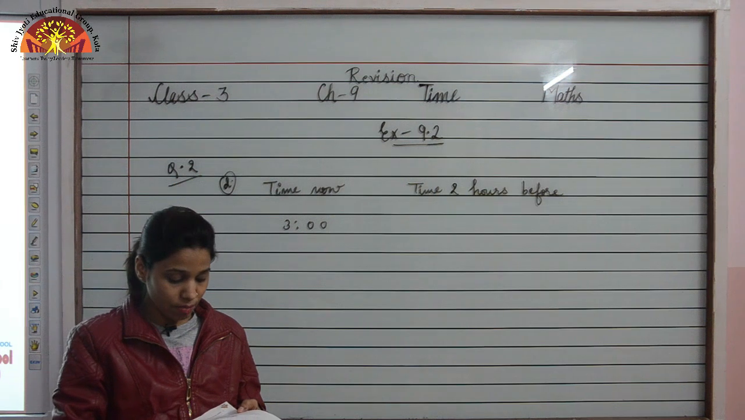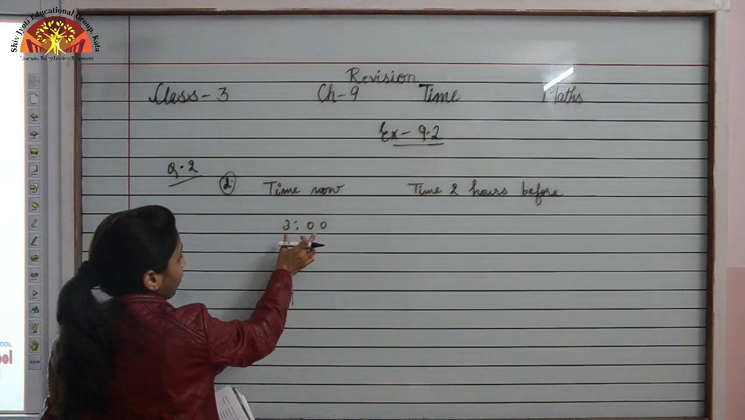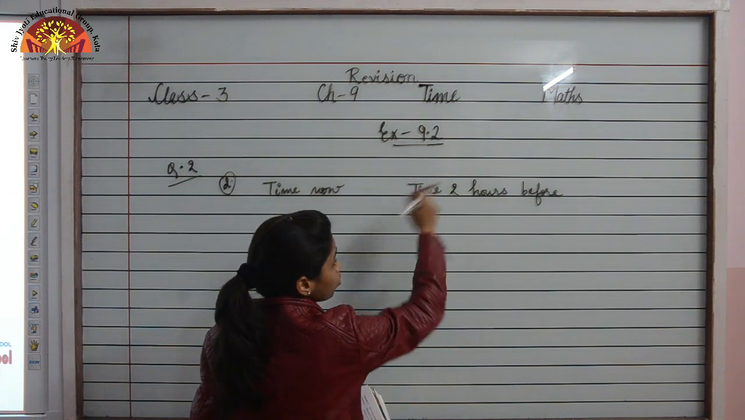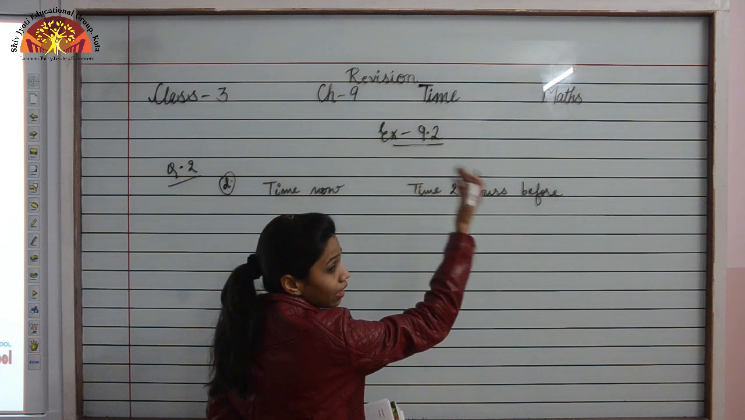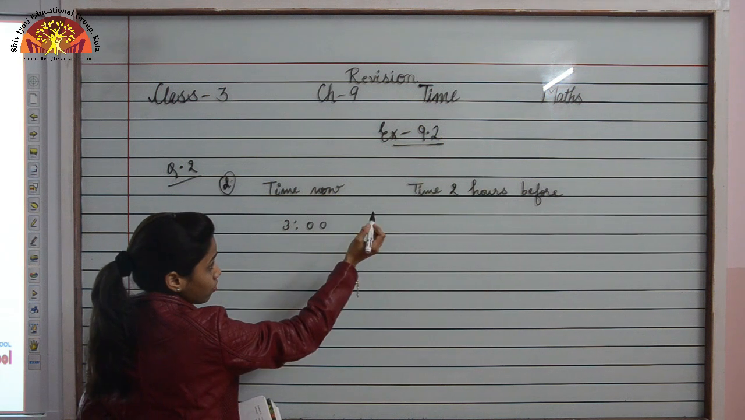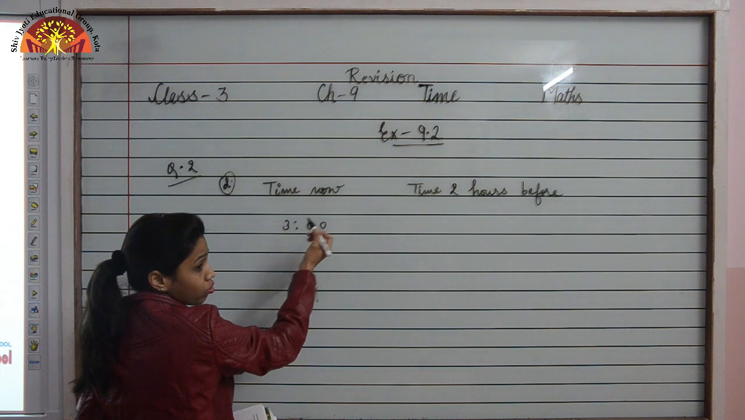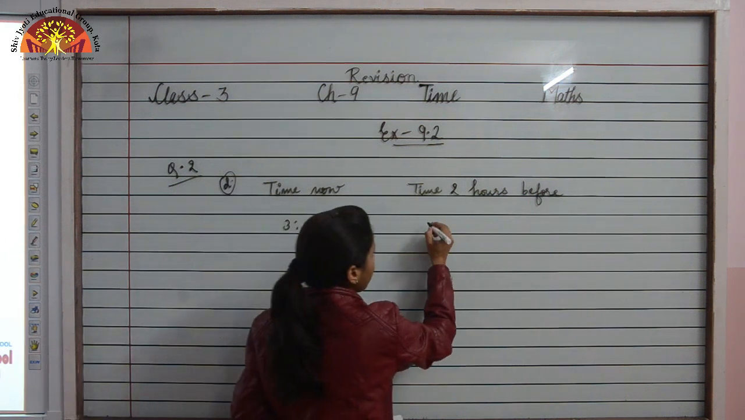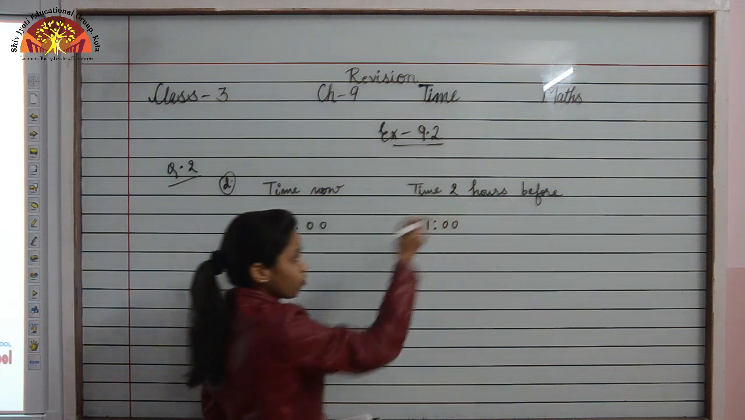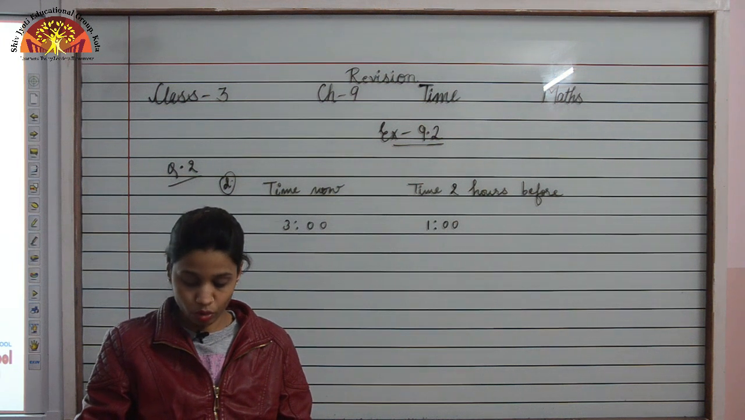Now let us do D part of question number 2. Now what is given in D part? Time now. We are having this time now. What we have to do? We have to write time 2 hours before. Means we have to write the earlier time. So if time now is 3, that means we have to write time 2 hours before. So we have to subtract 2 from 3. So 3 minus 2 will be 1. Hence time 2 hours before will be 1. So this is how you have to do these questions. Now let us do question number 3.